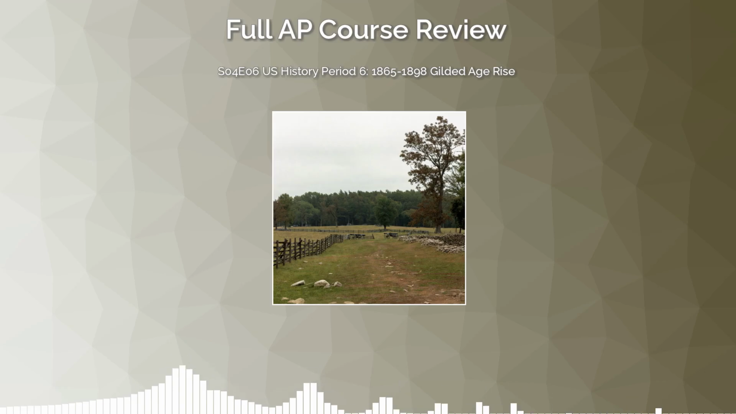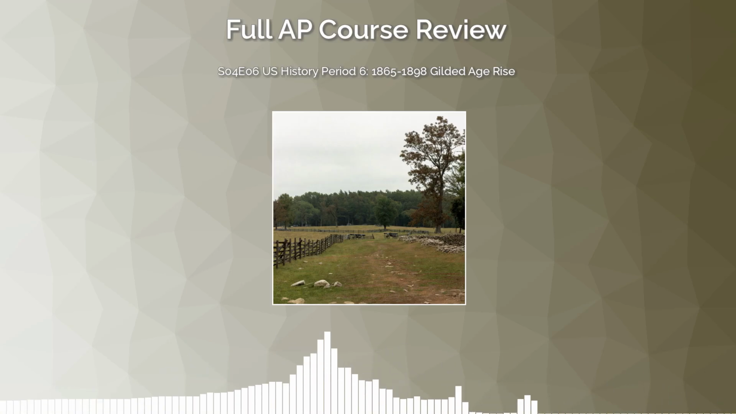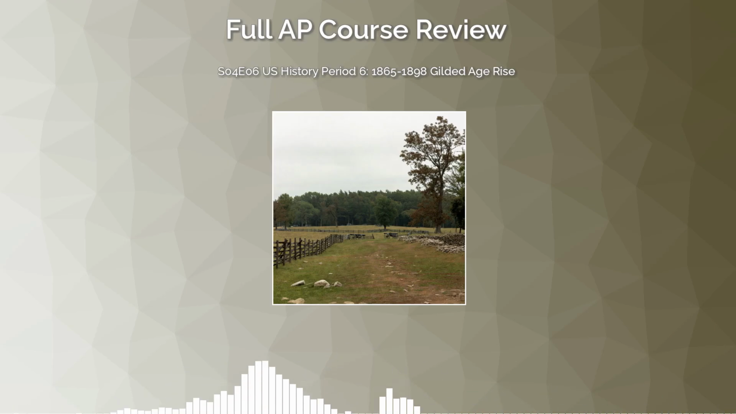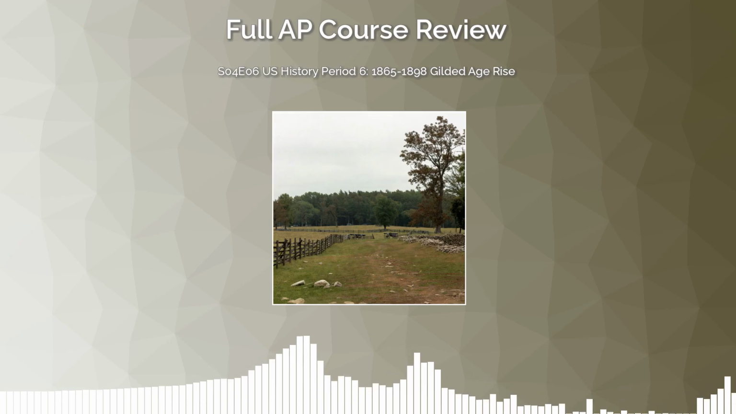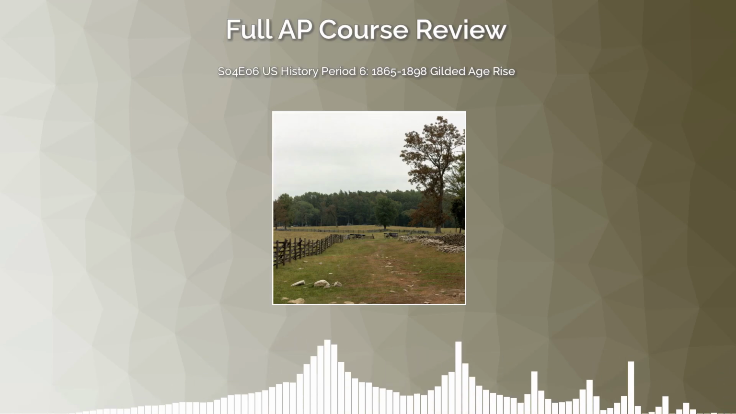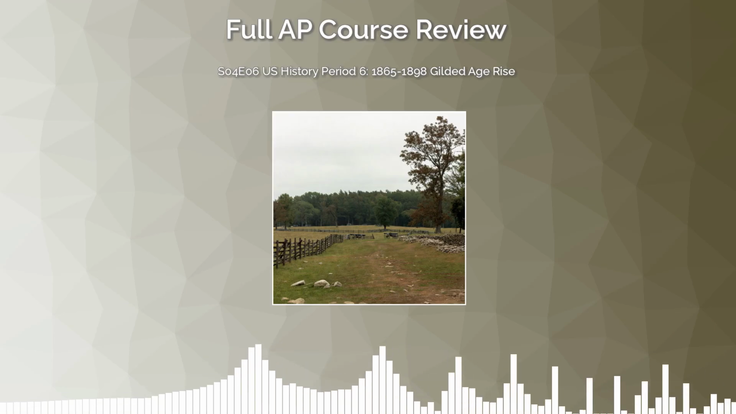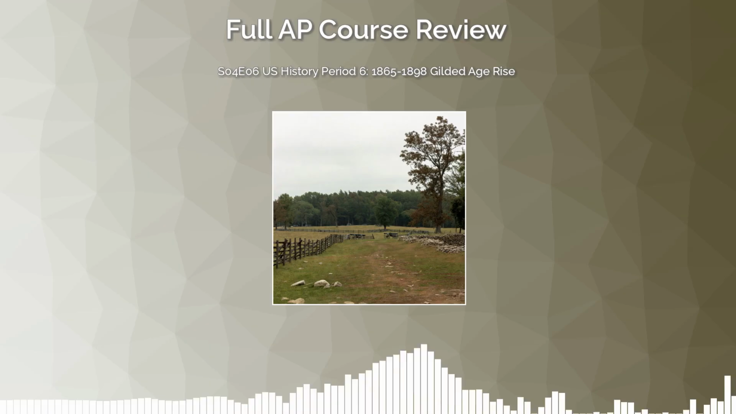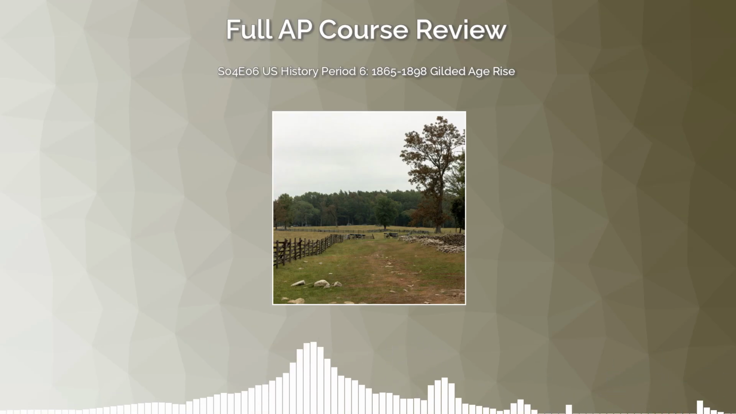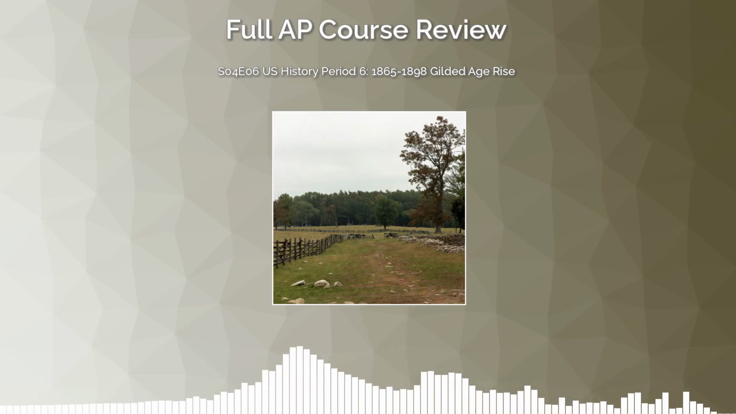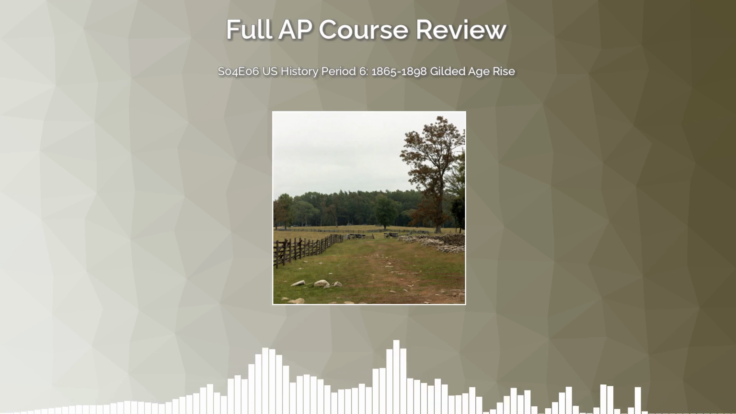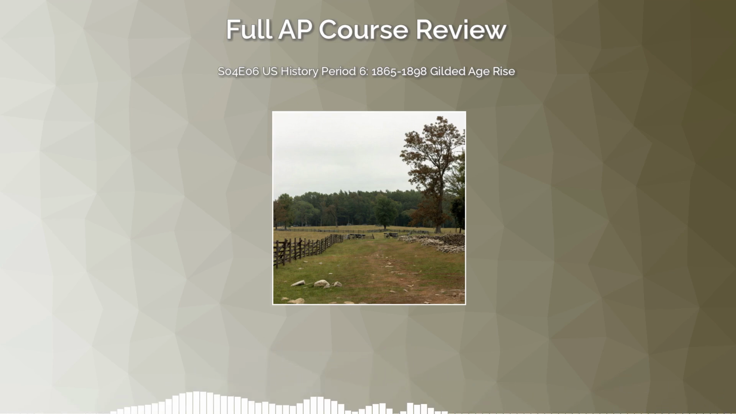Here's your key contrast for the exam. The Knights of Labor declined sharply after being associated unfairly with the Haymarket Affair of 1886, when a bomb exploded at a labor rally in Chicago and killed several police officers. Even though no direct link to the Knights was ever proven, the association with radicalism and violence devastated the organization in the public eye.